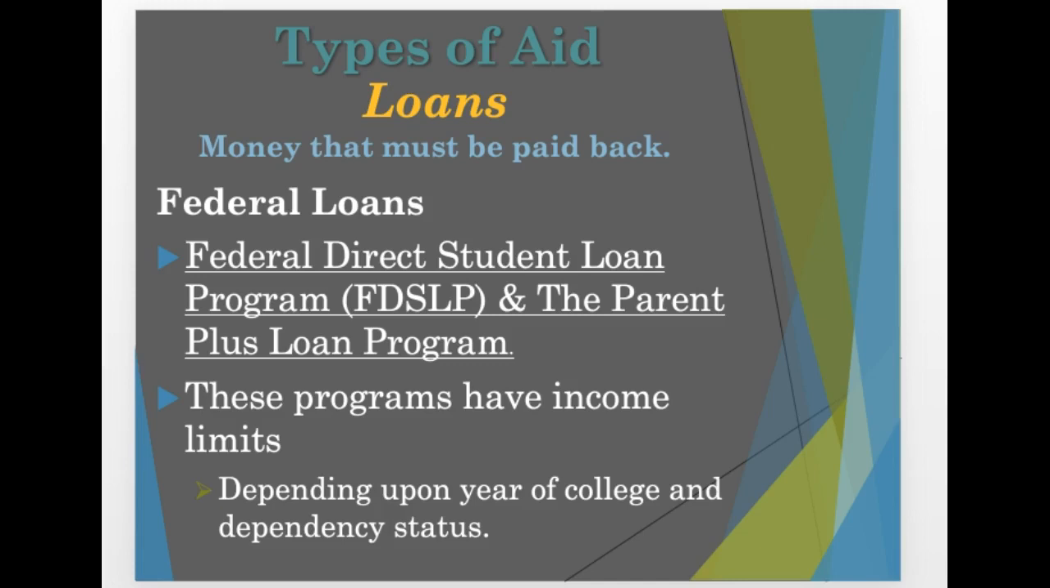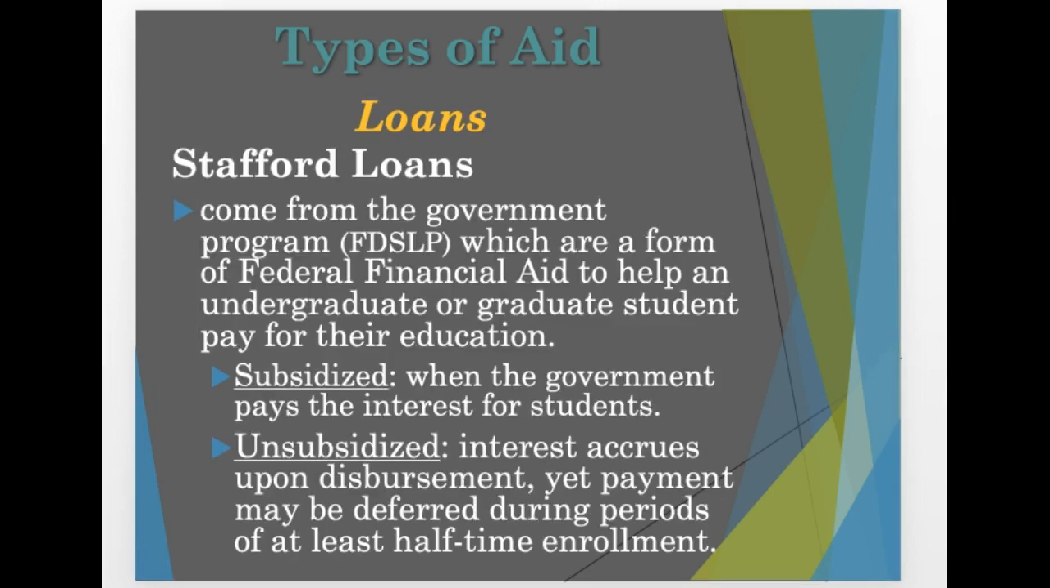Loans are money that must be paid back. We have a lot of federal loans that are out there, the Federal Direct Student Loan and the Parent Plus program. These programs have income limits, so it's also depending upon your year of college and your dependency status as well. So then you also have Stafford Loans. These come from the government in the form of financial aid, and they help an undergraduate or graduate student pay for their education. There are two types of these Stafford loans.